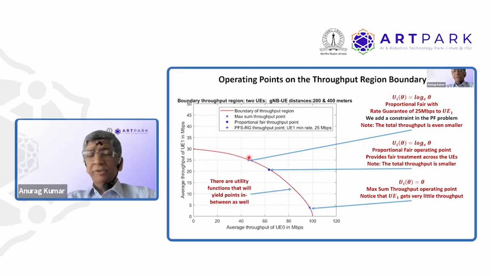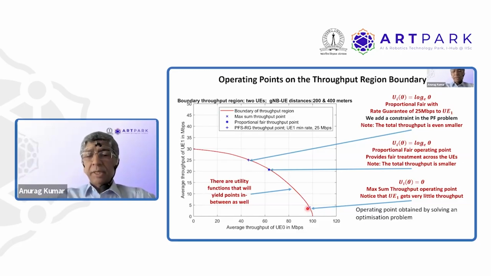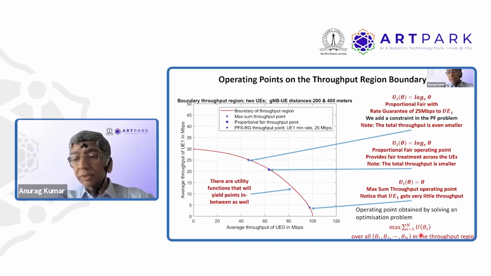And there are utility functions. You can get any point in between you want. You just have to come up with a function which will achieve that. So the operating point is obtained by solving the optimization problem. What problem? Maximize the sum utility such that the, I should probably remove this from here.